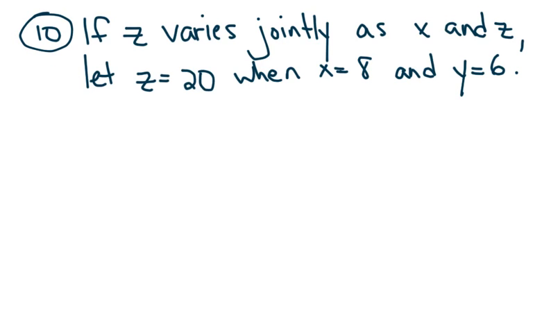In problem 10, it says if z varies jointly as x and y, let z equal 20 when x is equal to 8 and y is equal to 6. So the equation is going to be z equals kxy. Oops. Whoa, there was something wrong with this.